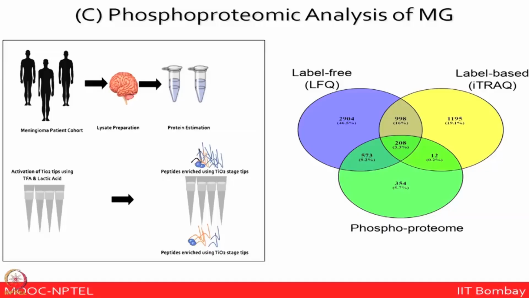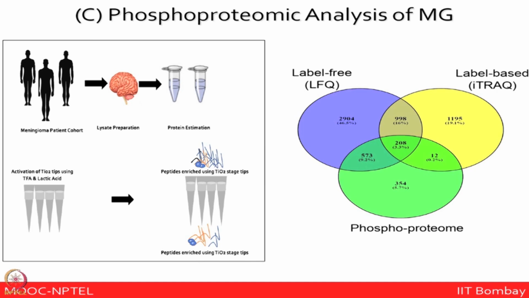Similarly, we enriched the phosphopeptides by passing them through a titanium dioxide column, and then used this phospho-enriched fraction for the analysis. Now we try to compare all 3 sets of information: the label free, iTRAQ and phosphoproteome.